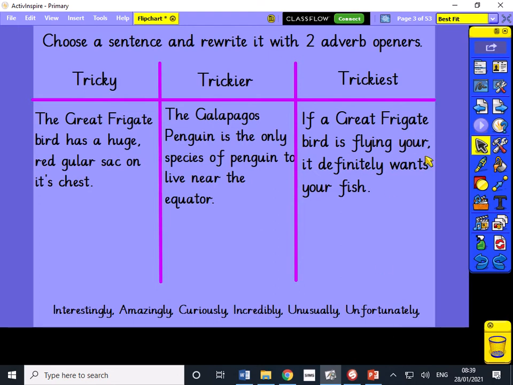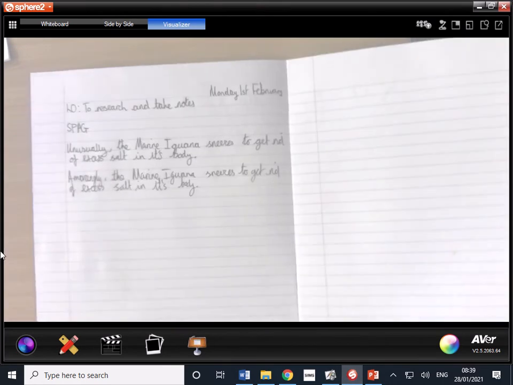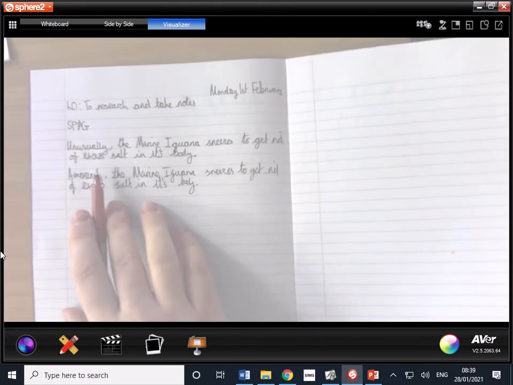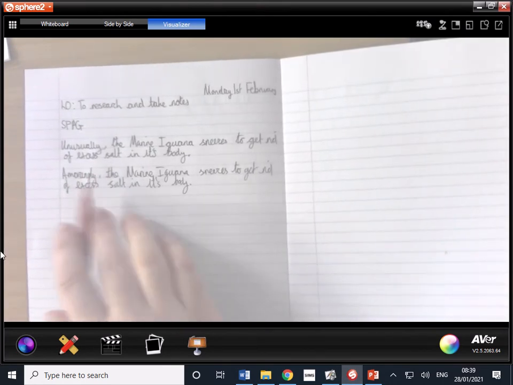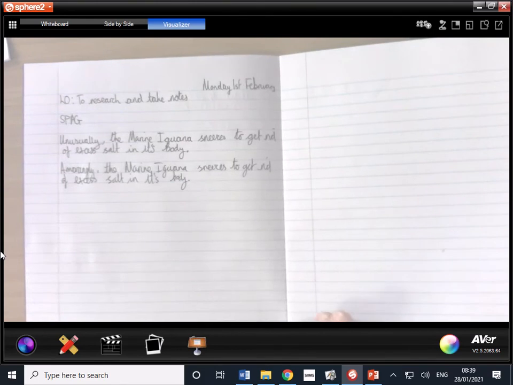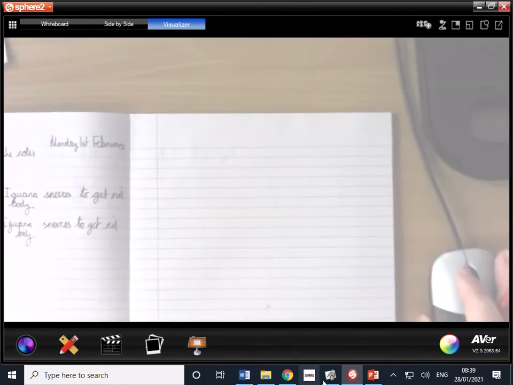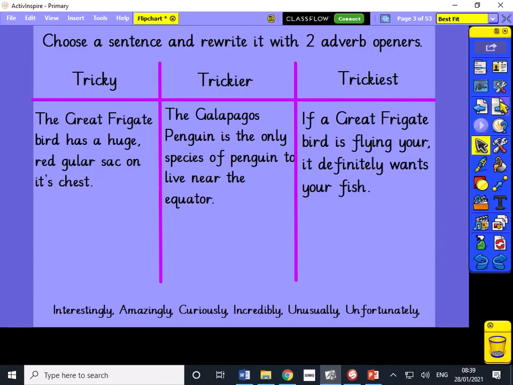Right, okay, so after that, I'm just going to switch back to the visualizer. What you should have now for your SPaG is two sentences, like I've done there, but with two different adverb openers. Very well done, Year 6. Right, so I'm going to move on. Derek, very keen to see if anybody managed to get "unfortunately" in there.